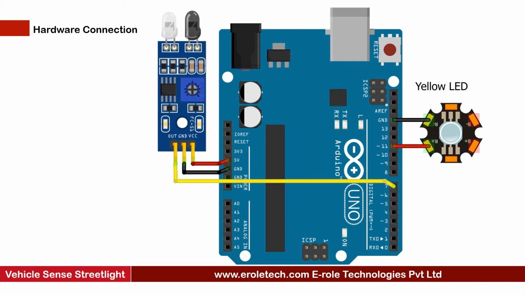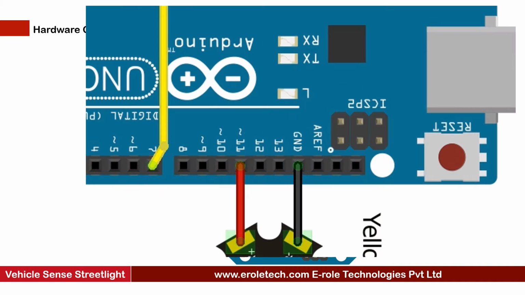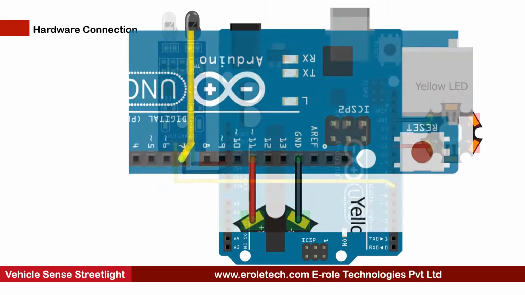This is the connection diagram of this project. We have connected the positive terminal of the yellow LED with pin number 11 of Arduino. The negative terminal of the LED is connected to the ground pin of Arduino.